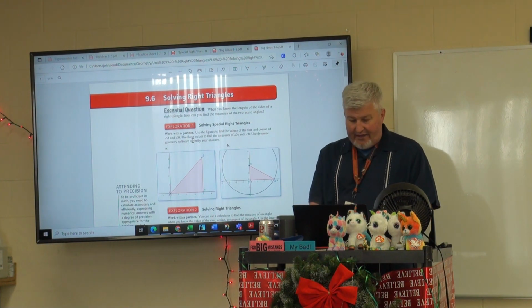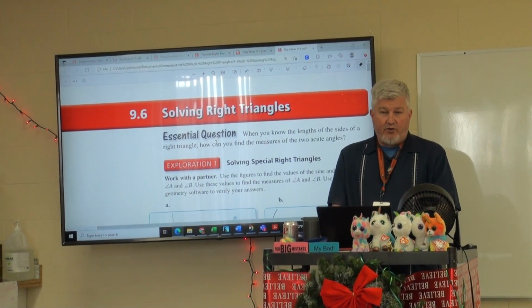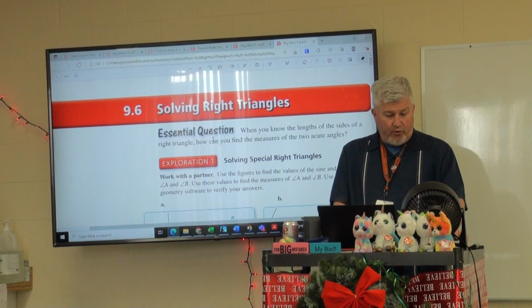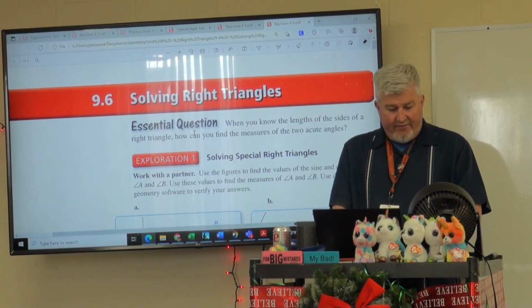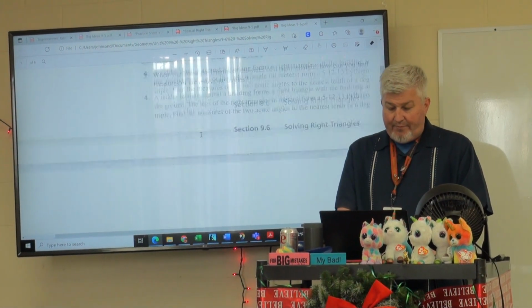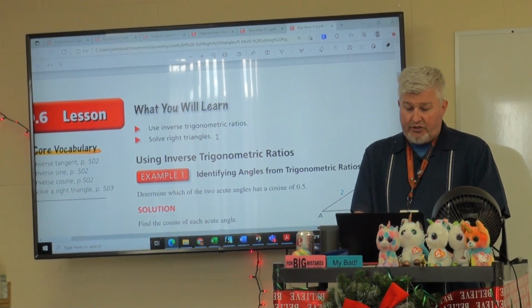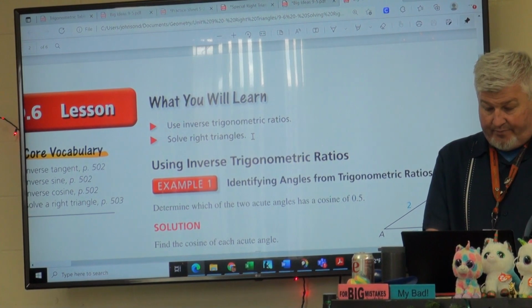So, this topic, as you can see on the board, 9.6, solving right triangles. What this means is you're going to use all of the information that we've gone through in order to determine the lengths of all three sides of the triangle and the measures of all the angles of the triangle. All right? So let me drop down and get started. Here's what you will learn to use. You will use inverse trigonometric ratios and then solve right triangles.